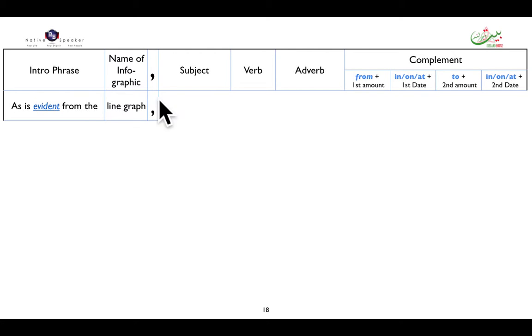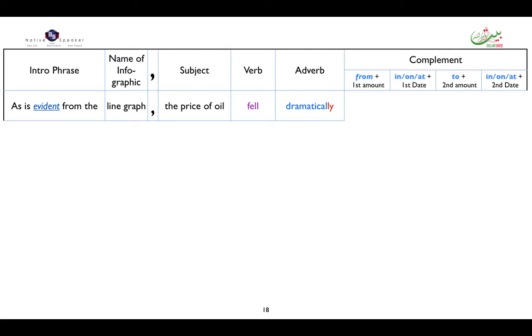Then you'll mention the infographic. We'll say a line graph, and please, please, please, this must be a comma. Then the price of oil, and we're going to use a verb. Now we're going to use movement verbs, verbs that discuss direction. So as is evident from the line graph, the price of oil fell. That means downwards, that goes down. Fall, fell, fallen. So we'll be using the second form of the verb here, the simple past.